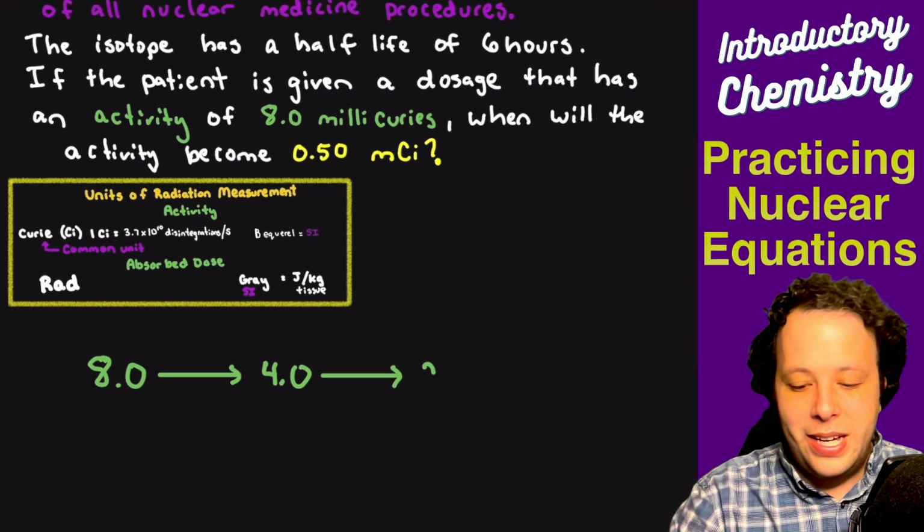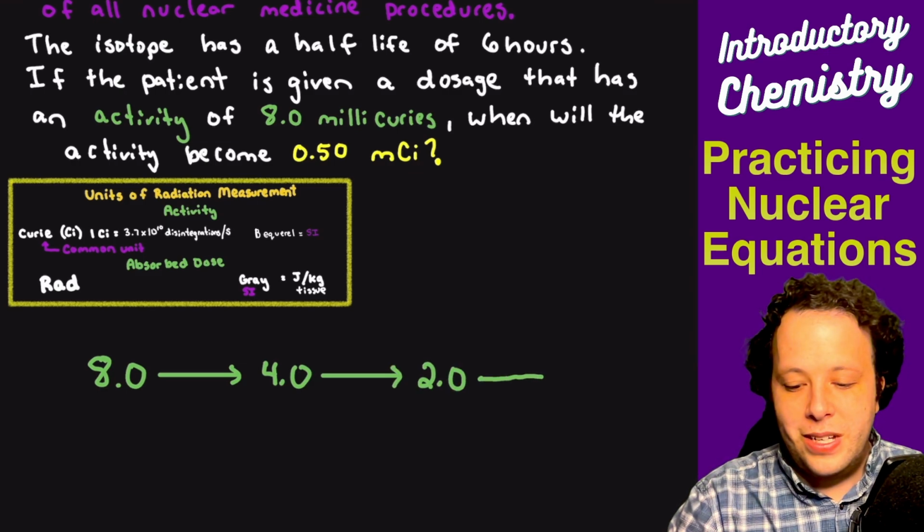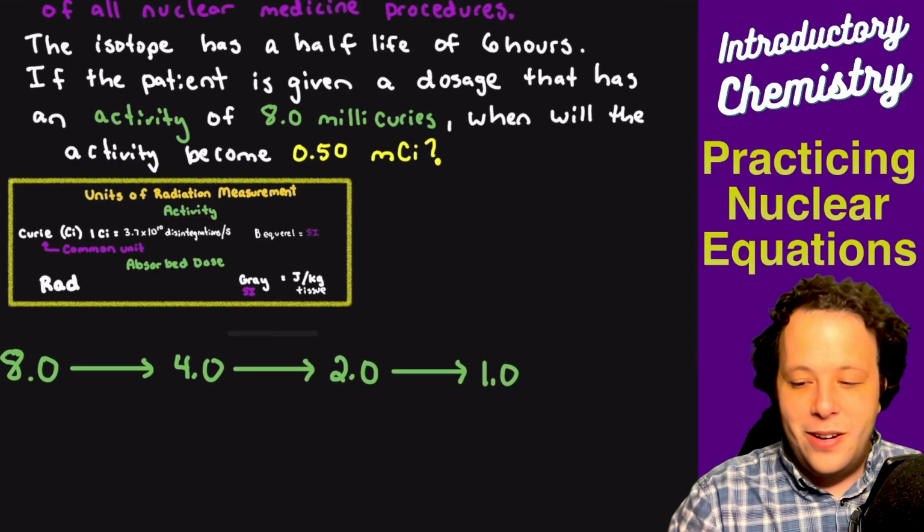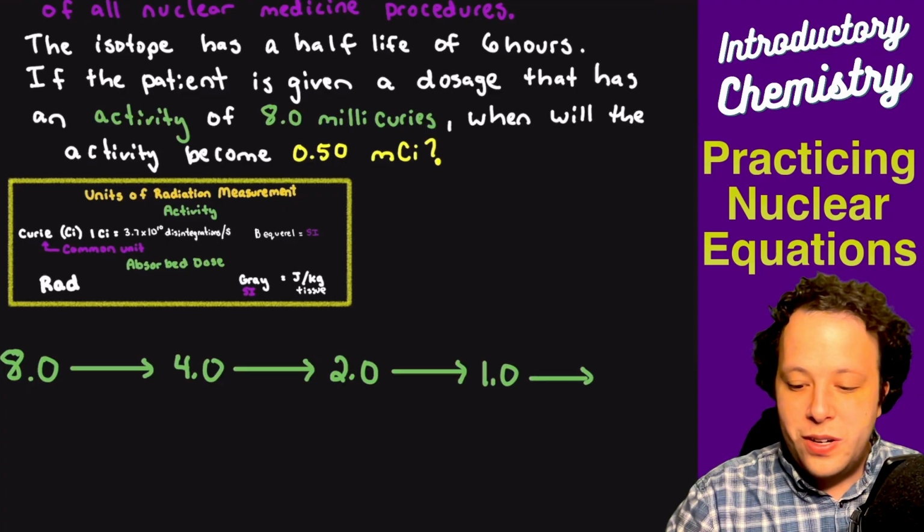We'll do half again, that's going to be 2.0. Okay. Now we'll do another half. We're dividing that by 2 one more time, right? And we have 1.0. Now if we divide 1 by 2, we'll have our 0.5, which was our goal.